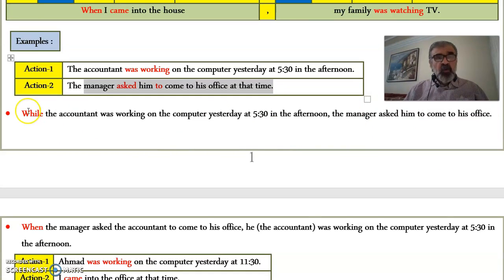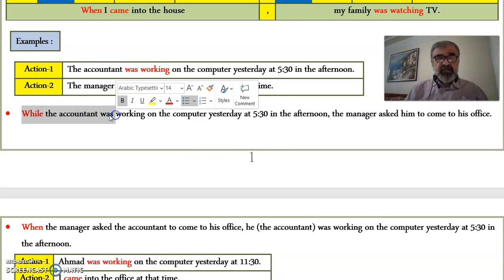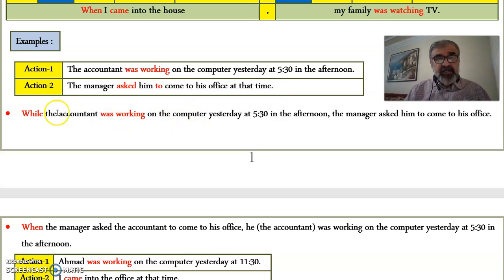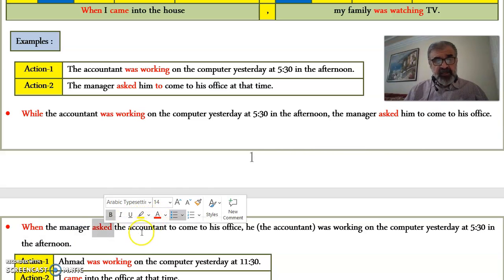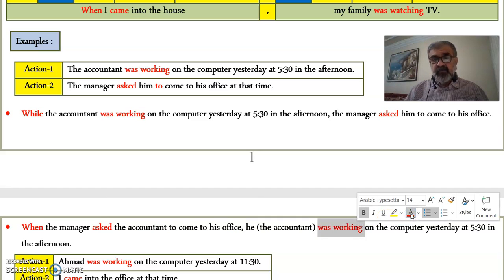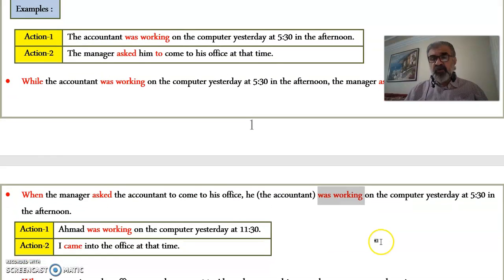Let's look together. While the accountant was working, this is what? The long action, action 1. While the accountant was working on the computer yesterday at 5:30 in the afternoon, the manager asked him to come to his office. That's action 2, the shorter action. Or you could use when, which is followed by action 2, that is the shorter action, past simple. When the manager asked the accountant to come to his office, the accountant, or he, was working, that's action 1, which is the past continuous, on the computer yesterday at 5:30.